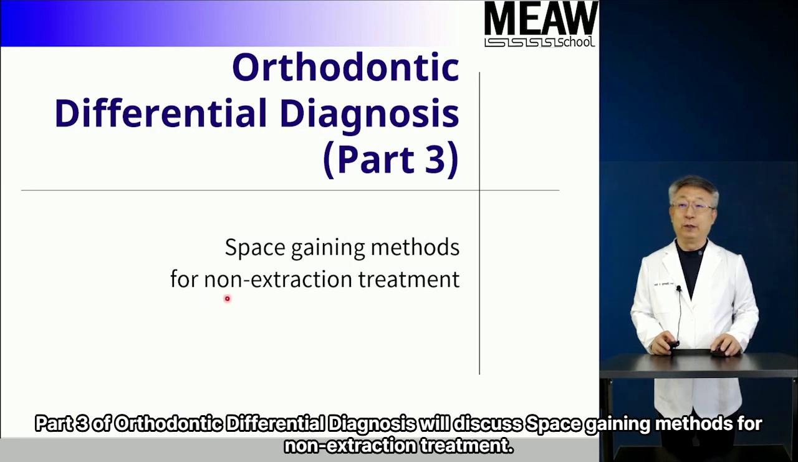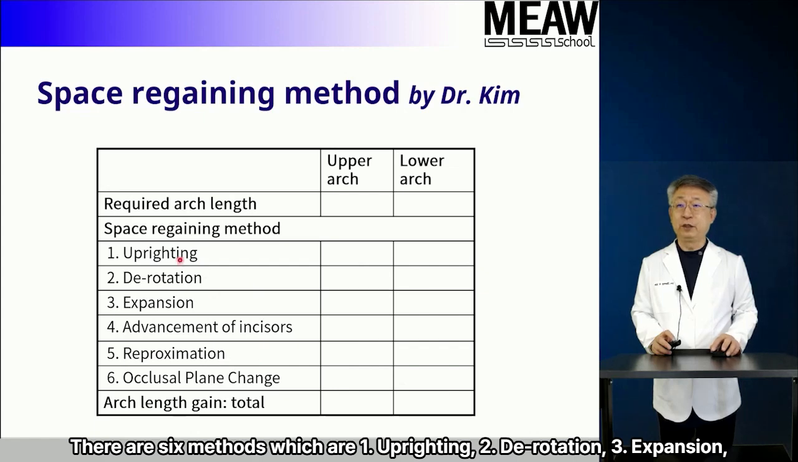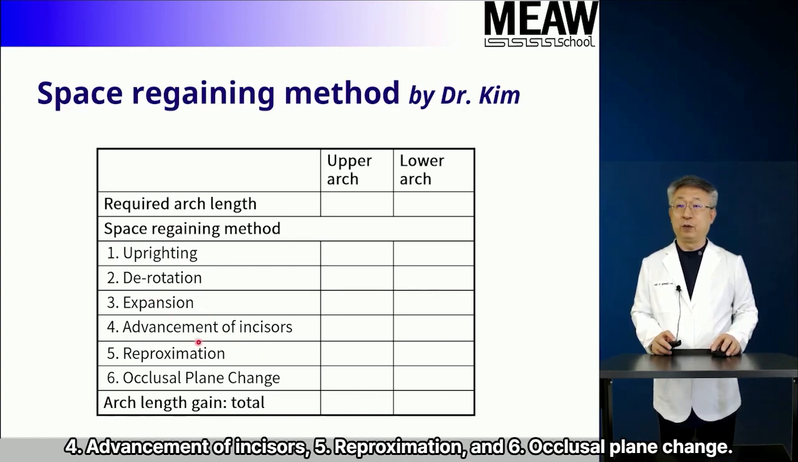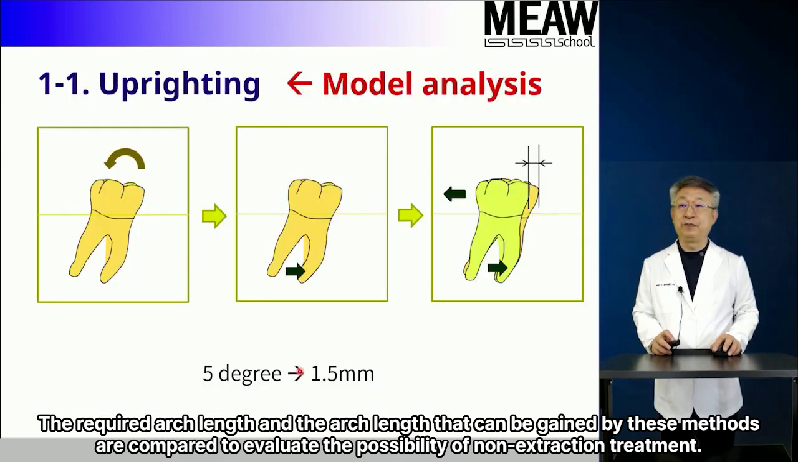Part 3 of Orthodontic Differential Diagnosis will discuss space gaining methods for non-extraction treatment. This is a list of the space gaining methods that I use. There are 6 methods which are 1. Uprighting, 2. Dilatation, 3. Expansion, 4. Advancement of incisors, 5. Reproximation, and 6. Occlusal plane change. The required arch length and the arch length that can be gained by these methods are compared to evaluate the possibility of non-extraction treatment.